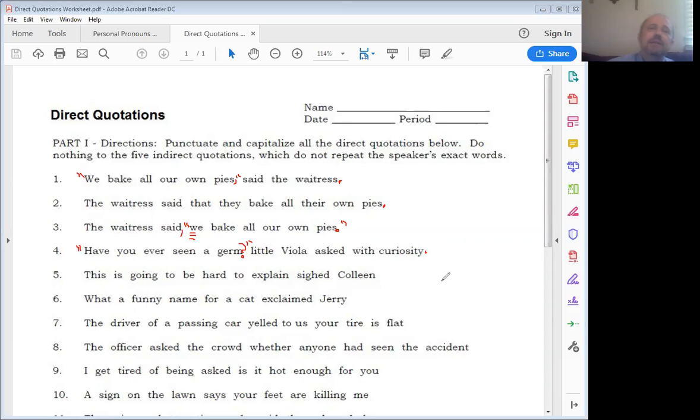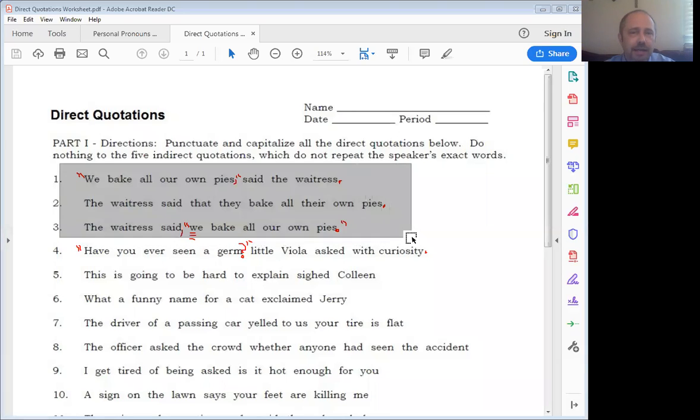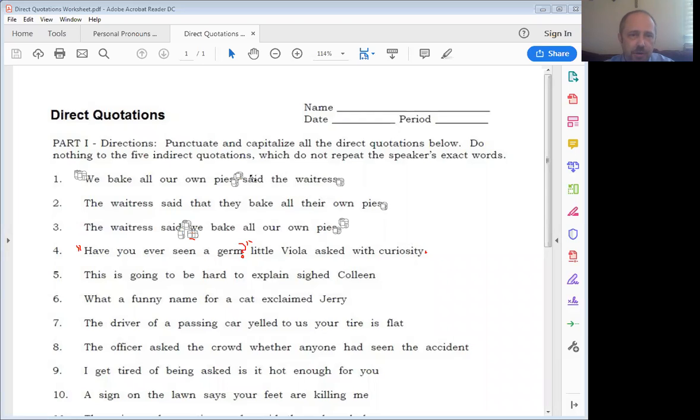Pretty simple. Now let's go back and suppose that the waitress in sentences 1 and 3 is really excited about the fact that they bake all their own pies. And what she is in fact saying is, "We bake all our own pies!" Kind of like that, right? Well, if she's saying it that way, it's not really declarative anymore. She's definitely being kind of exclamatory. So what I need to do is get this punctuation out of the way. So let's see if I'm going to move all this punctuation over to here. Right? We don't need it anymore.